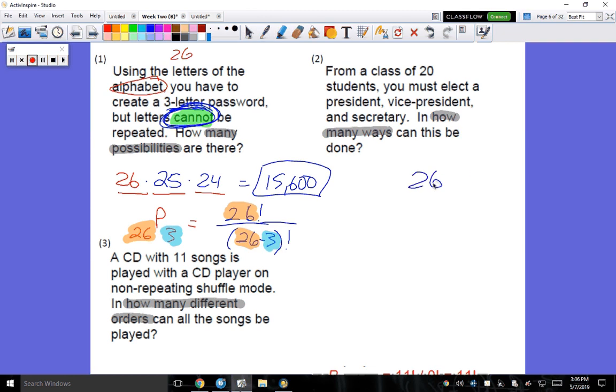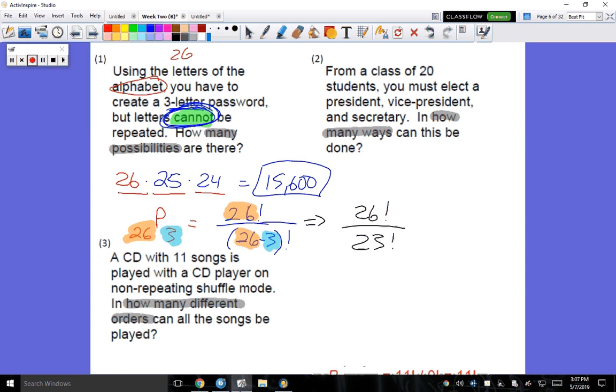Please do not think that this is the same as 26 factorial minus 3 factorial. Those are not the same. They're totally different, because 26 minus 3 factorial in the denominator, the way it's written, is actually 23 factorial, because 26 minus 3 is 23. So you would write this as your work.